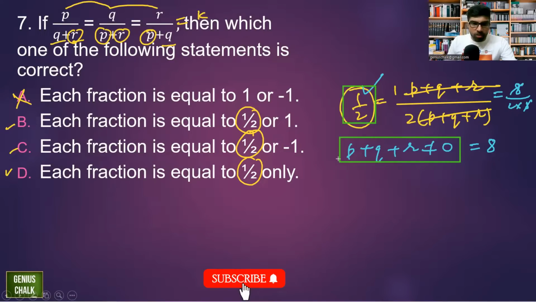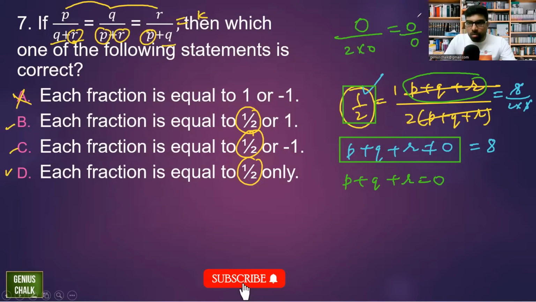Fine. But suppose the question is set in such a way that P plus Q plus R is 0. Then it will be of this form: 0 and 2 into 0. So it is an indeterminate form, 0 by 0, which is undefined. We can't define it; the answer cannot be determined. In that case, I can write P plus Q as minus R.